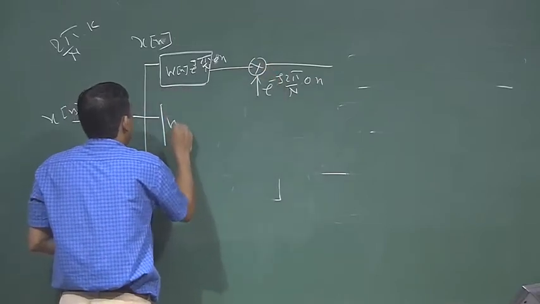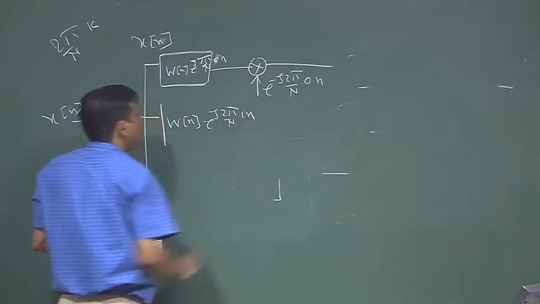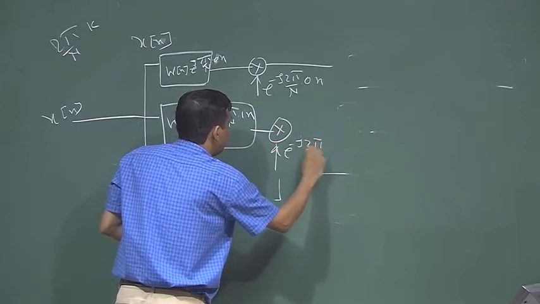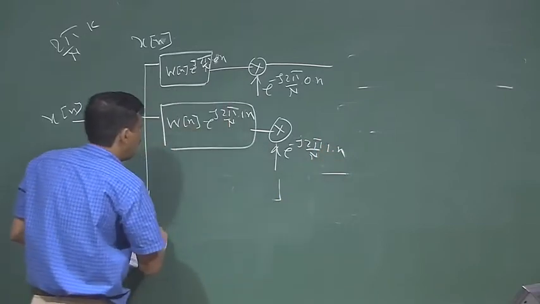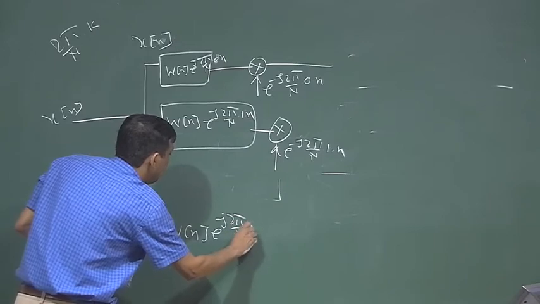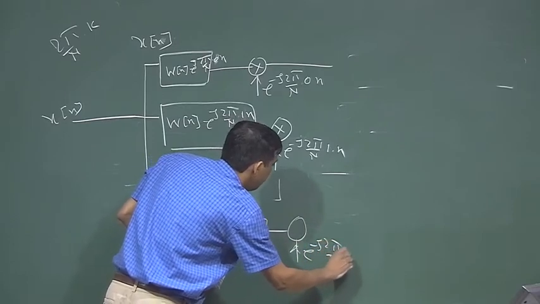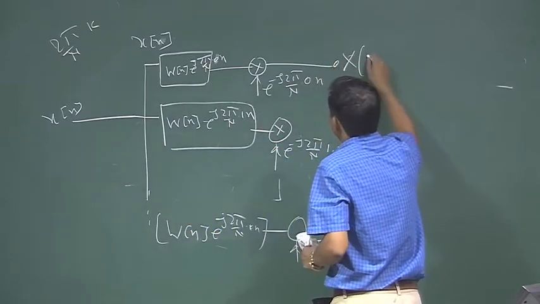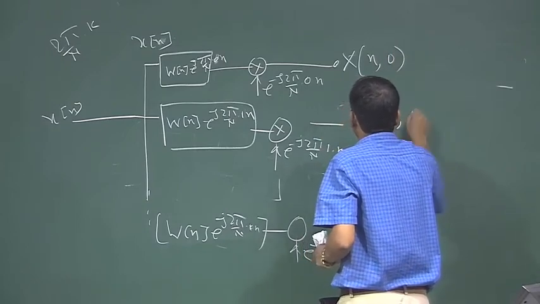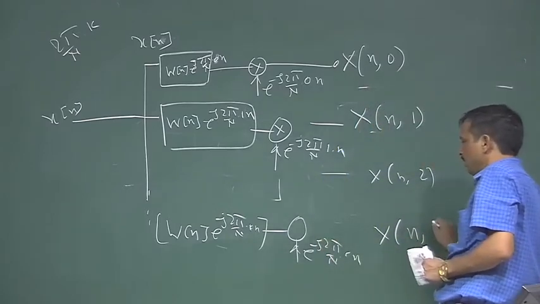Then I can write again w[n] e to the power j 2 pi by N into 1 into n, and again demodulate it, e to the power minus j 2 pi by N, k equal to 1, n. So, dot dot dot, I can write w[n] e to the power j 2 pi by N into k n, multiplied by e to the power minus j 2 pi by N into k n. Each of the outputs is nothing but x at the nth instant with 0 frequency. This is the output of x at the nth instant with k equal to 1, then x[n, 2], and then it is nothing but x of n, k.